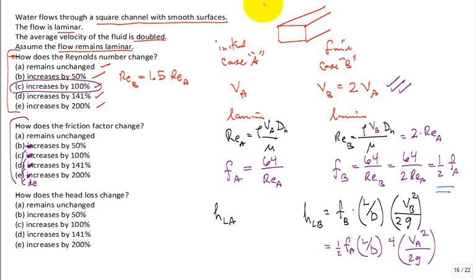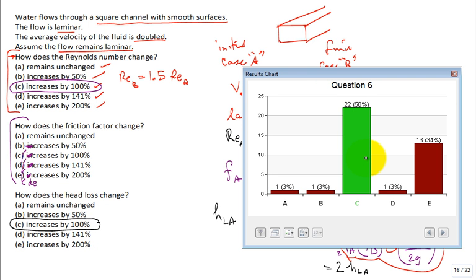And so I find that this f of A times L over D times this term gives me back the head loss for case A, and then I have this 4 divided by 2. 4 divided by 2 is 2. So the head loss doubled, which means that there was an increase by 100%. Did I do that right?